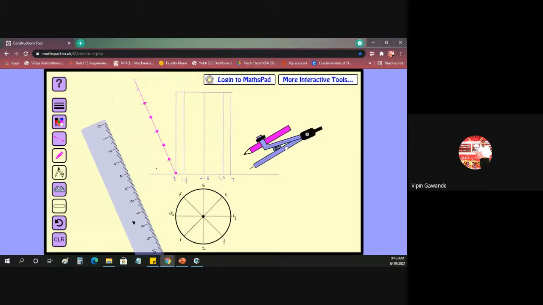So how many divisions did we get here? 1, 2, 3, 4, 5, and 6. So this is 6 division. I want to divide this vertical line. Sorry, we have to divide it into 8 parts, because the circle we have divided into 8 parts. So we have to divide that line also into 8 number of divisions.